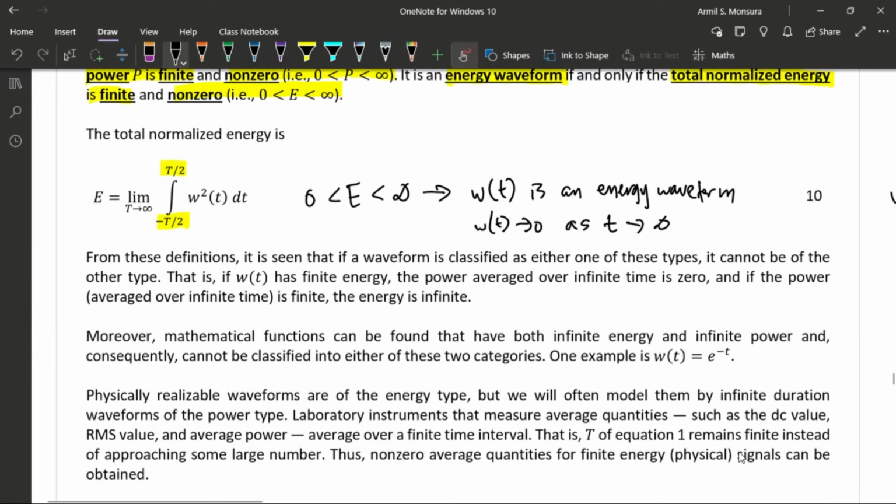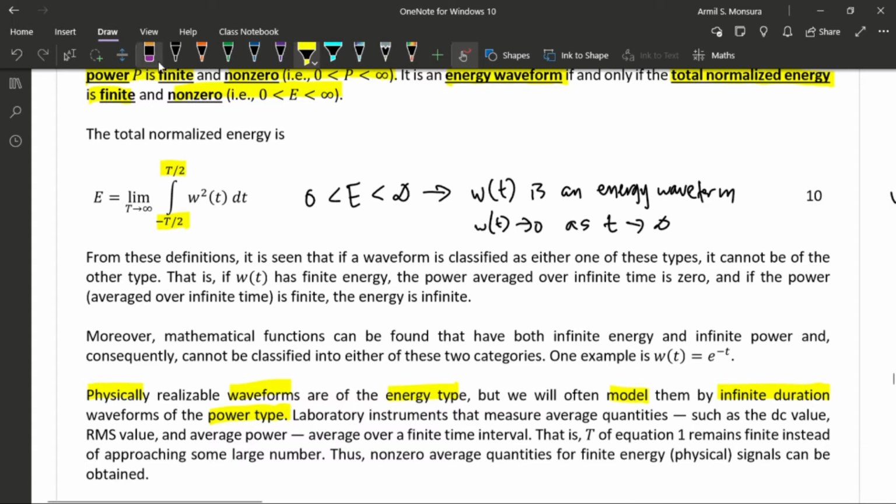So that is what I am saying: physically realizable waveforms are of energy type. But since we often model these waveforms as infinite duration, most of the waveforms that we will have to deal with are of power type. Here's the thing: your waveform is either an energy or a power waveform. They cannot be both. It cannot be both energy and power at the same time. It's either just an energy waveform or just a power waveform.